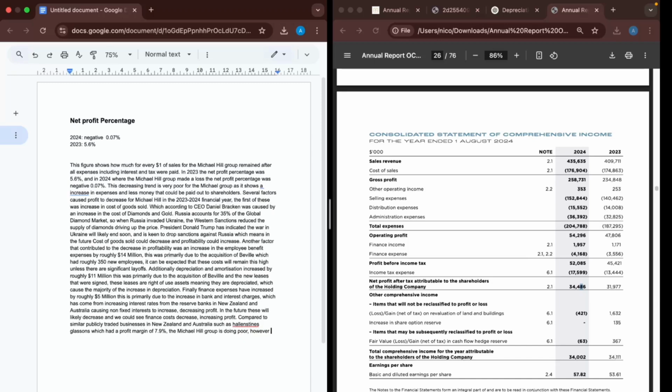However, in the future, we'll say in the future there will be opportunity. There is an opportunity for expenses to decrease and profitability to increase. Alright guys, almost done.